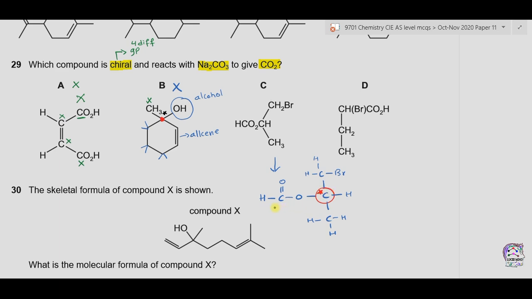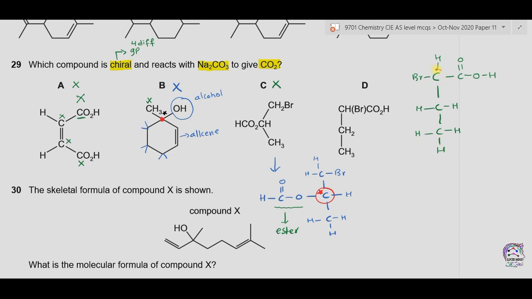The functional group present is ester. So ester does not give carbon dioxide with sodium carbonate. So C is incorrect. Let's move towards D. We can draw the structure: CH, Br, CO2H, CH2 and CH3.